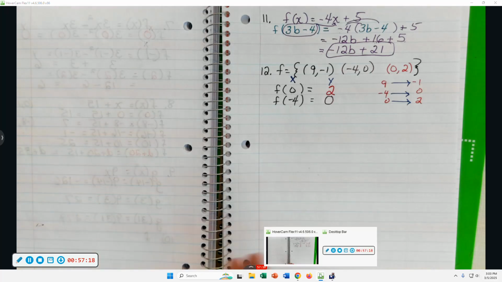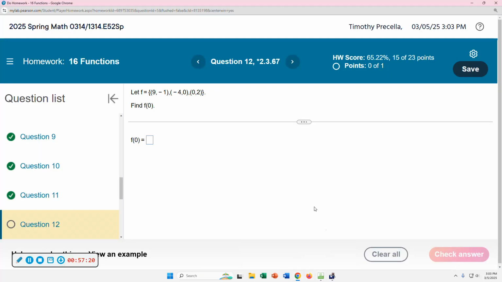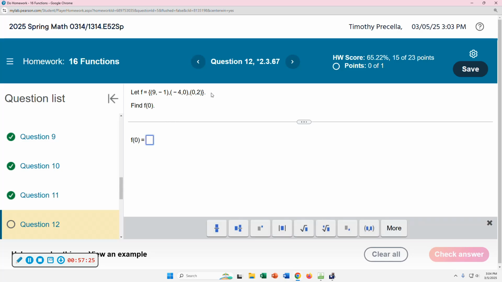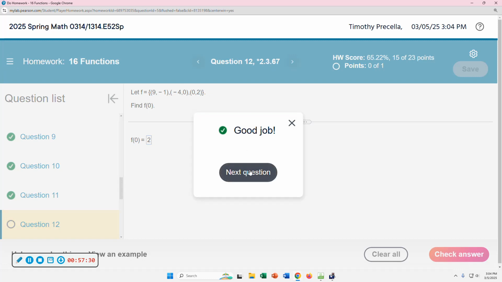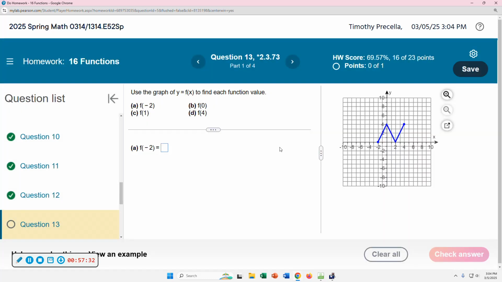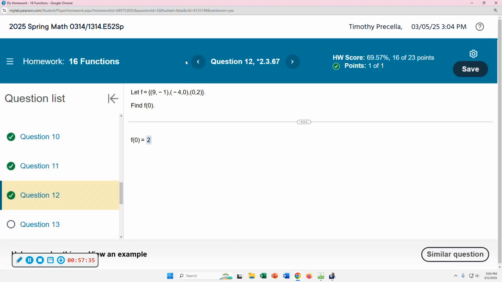Okay, so did you type in the answer there? Find f of 0. All this discussion and the answer is we type a 2 and that's it. Next question. When you're using an equation, you have to plug in the number they have for x. When they give you ordered pairs, the number in the parentheses is x. You find y by looking at the ordered pair that has that given x value.